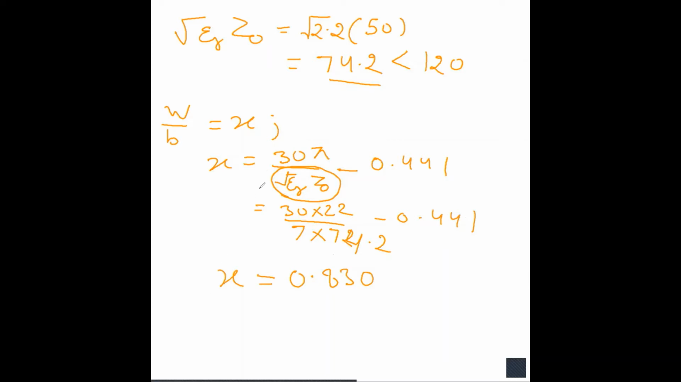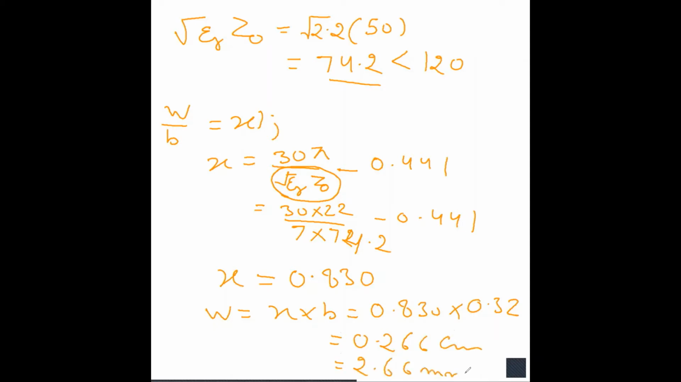Now we will put this value here. So W will be equal to X into B. The value of X is 0.830, and the value of B is 0.32 centimeter. So it becomes 0.266 centimeter or it becomes 2.66 millimeter. Now we will see the simulation of a strip line or the designing of a strip line in HFSS by using all these parameters which we have used in this calculation.